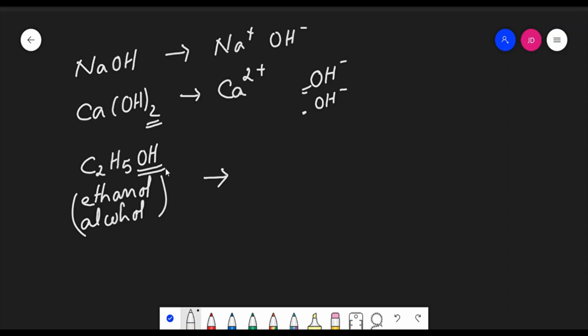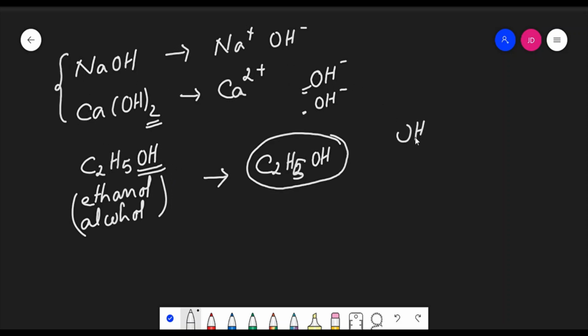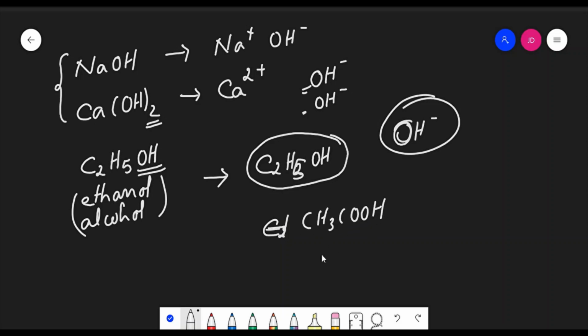However, alcohol has OH, but when I dissolve this in water, it cannot break down to give OH minus. As a result, alcohol or ethanol will not be considered a base. Only those which can release OH minus in water are what we consider a base. I hope you understood this also: CH3COOH and NaOH, I told you the difference. Having OH will release OH minus in water, so it's a base. Having COOH will release H plus in water, so it is an acid. I hope this part is clear to all of you.